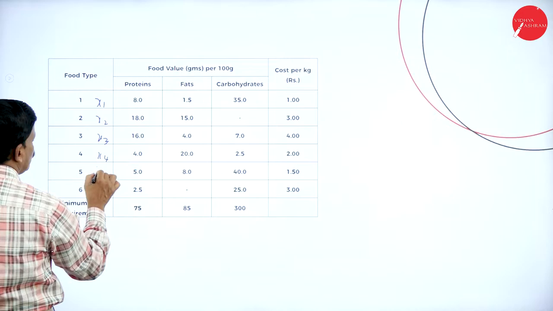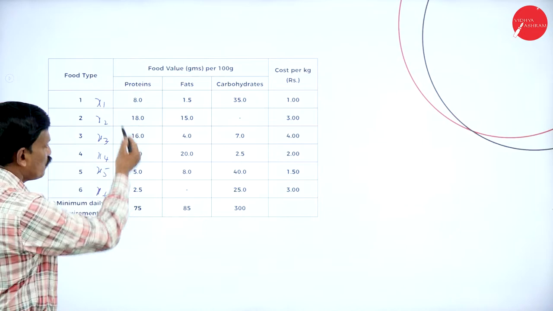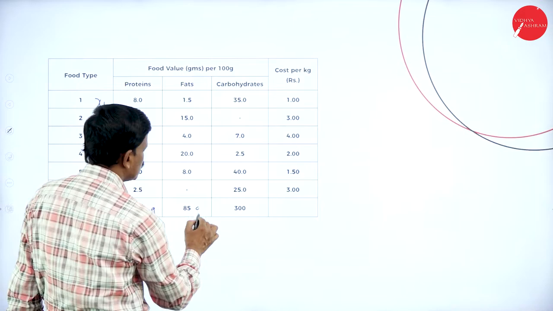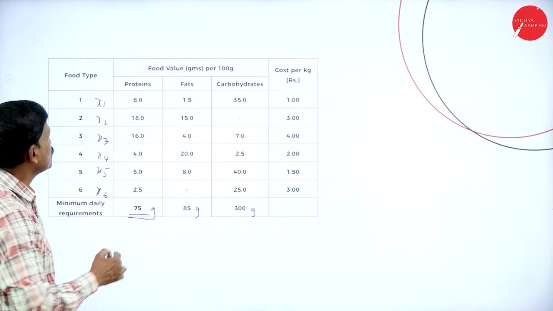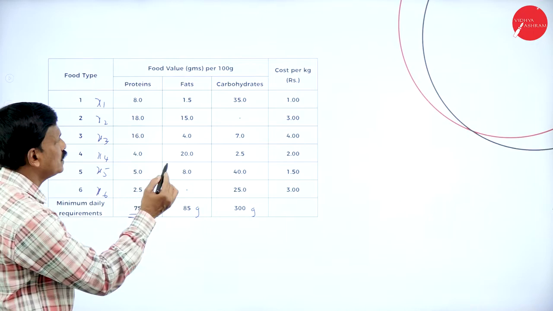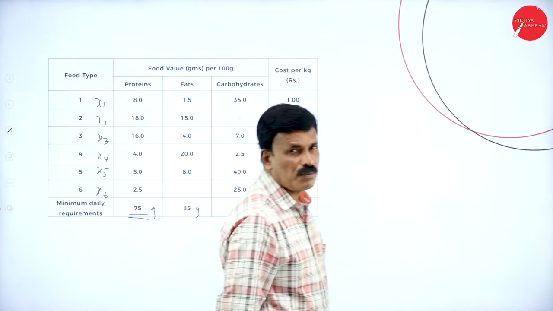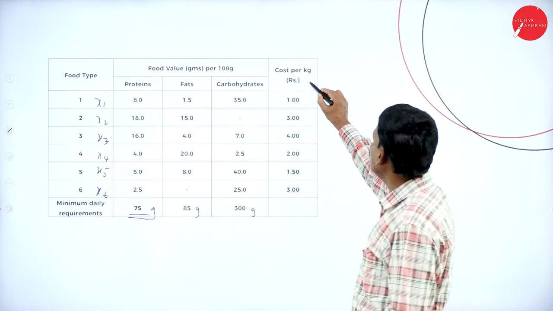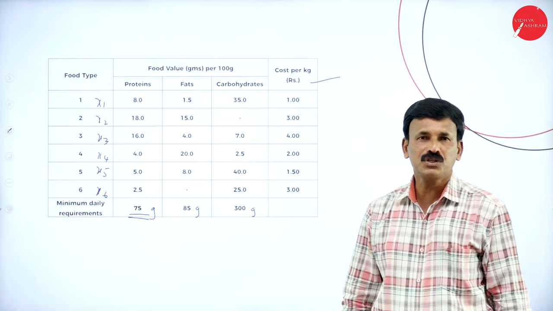So, the minimum daily requirement is for proteins 75 grams, fats 85 grams, and carbohydrates 300 grams. Now, what is the availability? The proteins for x1 is 8, fats is 1.5 and the carbohydrate is 3.5. Cost per unit is 1, 3, 4, 2, 1.5 and 3 for the types of foods 1, 2, 3, 4 and 5. Now, since the cost is given, the objective function is to maximize. So here it is again a maximization problem.